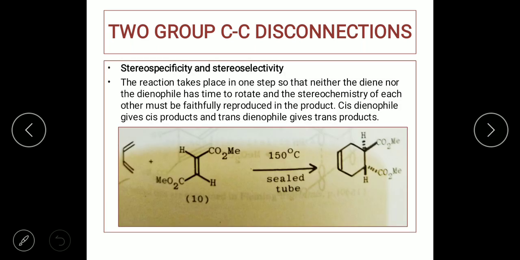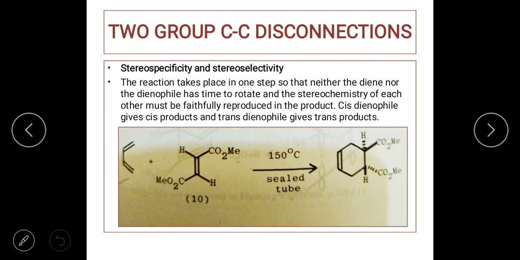Next, moving on to stereospecificity and stereoselectivity. The reaction takes place in one step so that neither the diene nor the dienophile has time to rotate, and the stereochemistry of each must be faithfully reproduced in the product. Cis dienophile gives cis products and trans dienophile gives trans products.